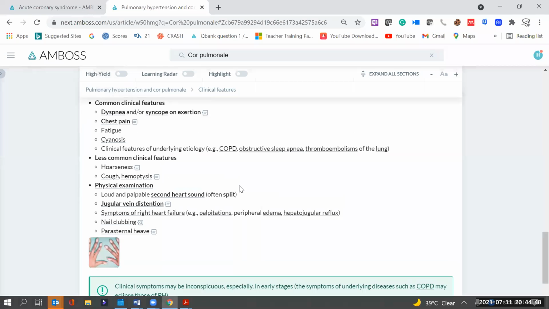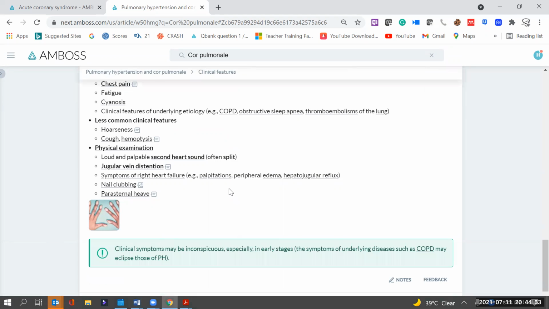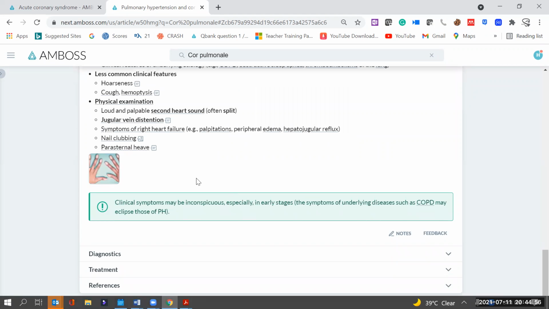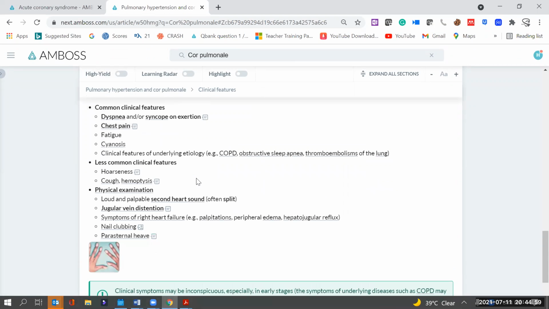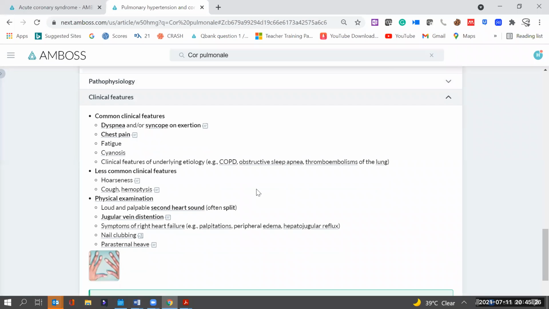So let me show you this one, if I can find it here. Not matching here, but we will see the cor pulmonale features are just like pulmonary embolism features. So mostly wherever there are features of COPD, obstructive sleep apnea, or thromboembolism, especially shortness of breath, difficulty in breathing, chest pain, cyanosis. These are all the features of COPD, obstructive sleep apnea, and thromboembolism. And you can see the same features in this patient. So nothing different.